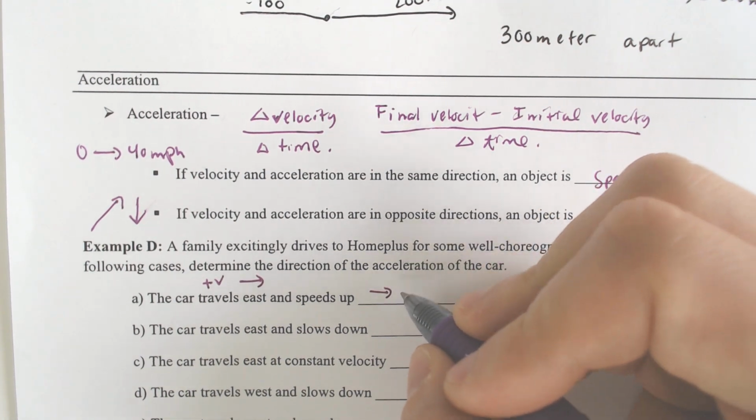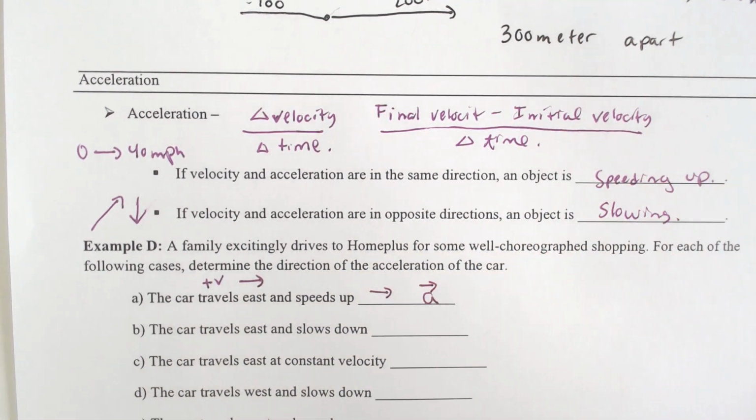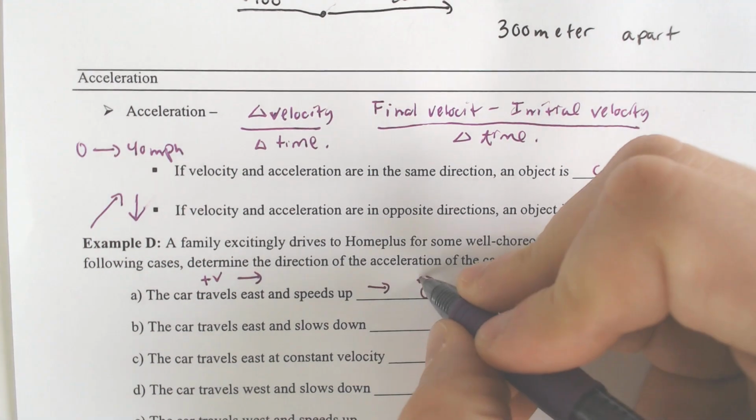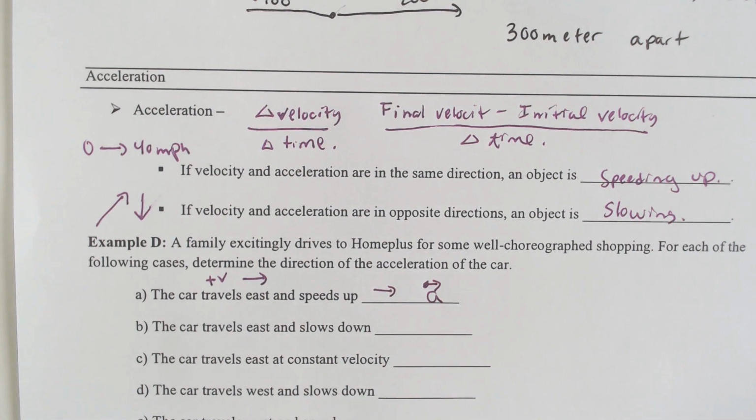So acceleration to the right, you can write it in vector format with an A with the arrow above it, that vector quantity arrow.